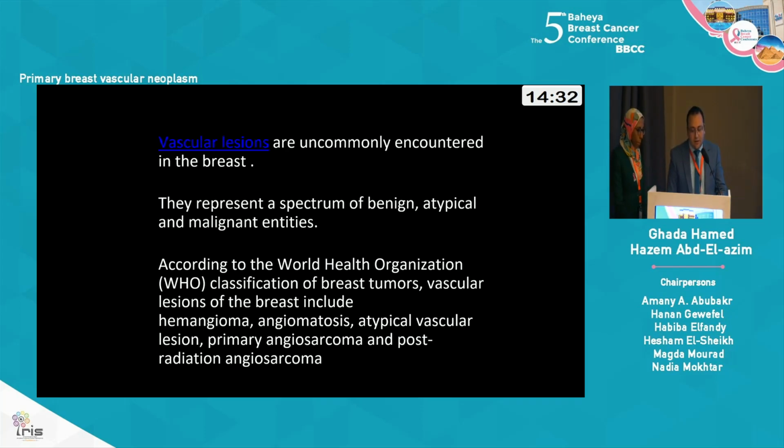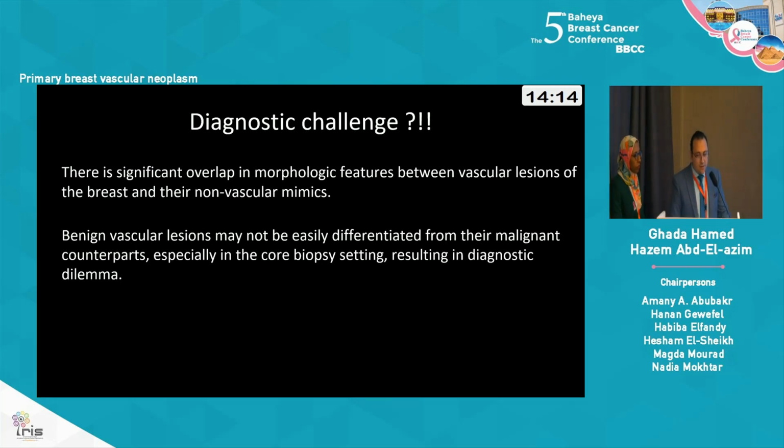Vascular lesions are uncommonly encountered in the breast. They represent a spectrum of benign, atypical, and malignant entities. According to WHO classification of breast tumors, vascular lesions of the breast include hemangiomas, angiomatosis, atypical vascular lesions, primary angiosarcoma, and post-radiation angiosarcoma. It's a diagnostic challenge, of course.